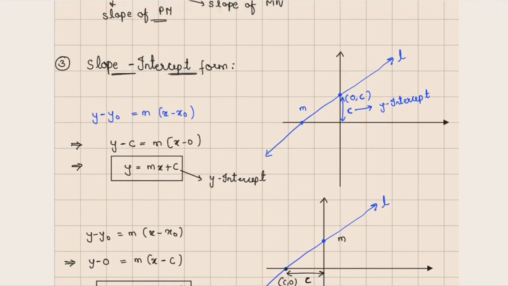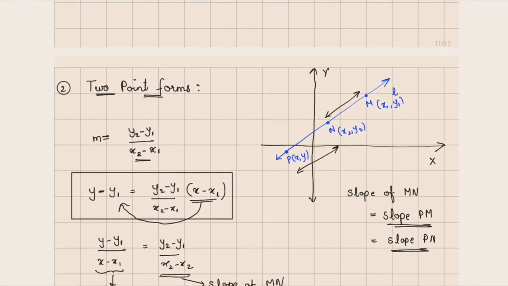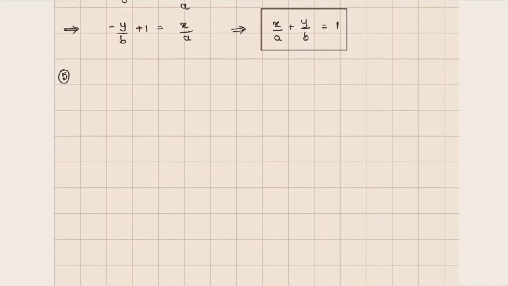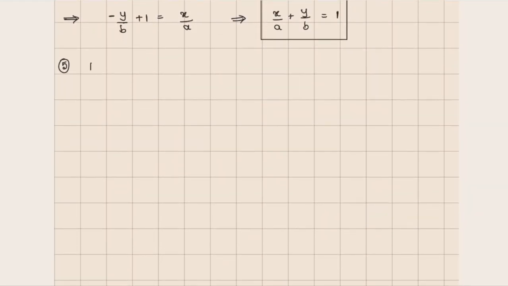So up to now we have seen 4 forms. One is point slope, 2-point form, the slope intercept, and the intercept form. And the fifth one is different from these. The fifth one is the normal form, which looks interesting. Normal form.